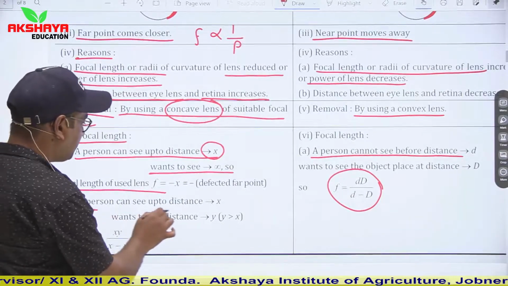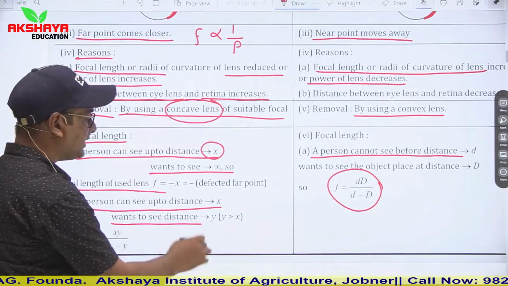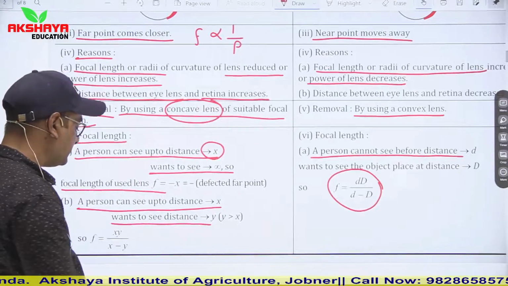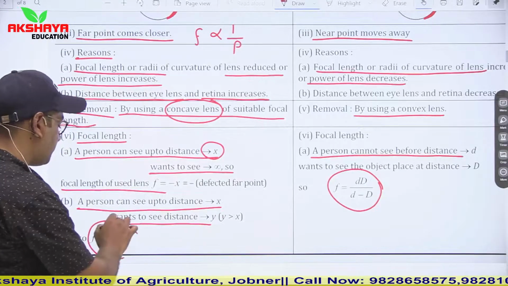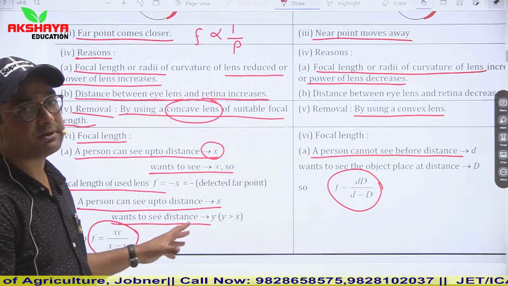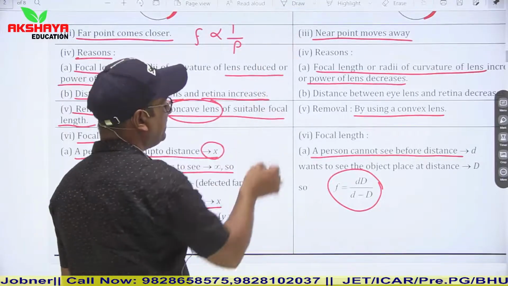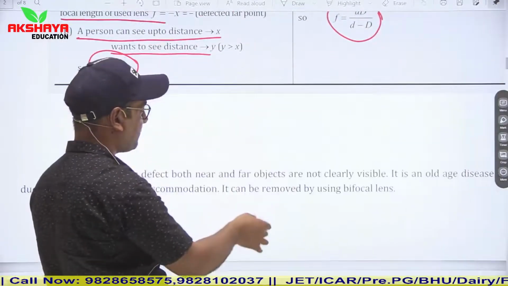A person can see up to distance x in the case of myopia and wants to see distance y, so y is greater than x. In that situation we will use a lens of focal length xy upon x minus y. So this is the general classification of myopia and hypermetropia and how they can be removed from any diseased eye.